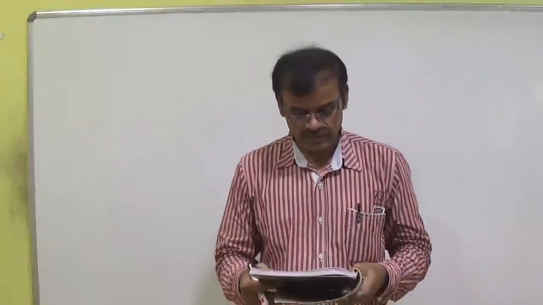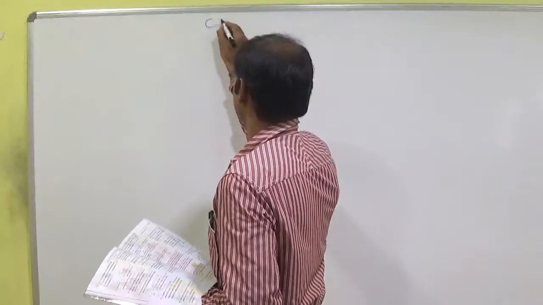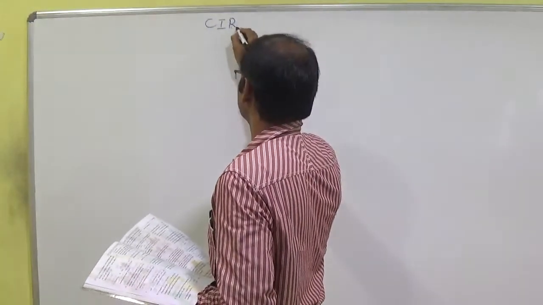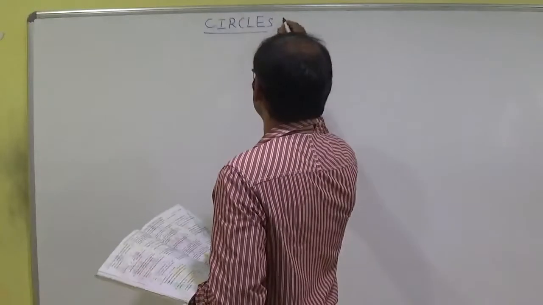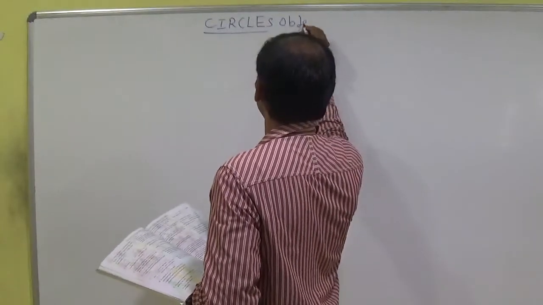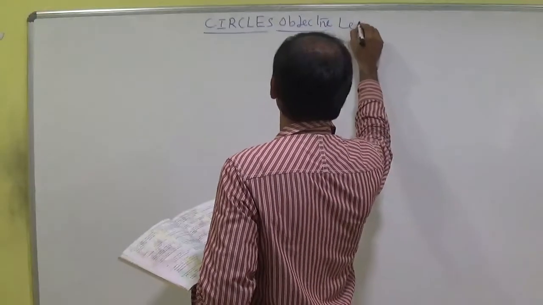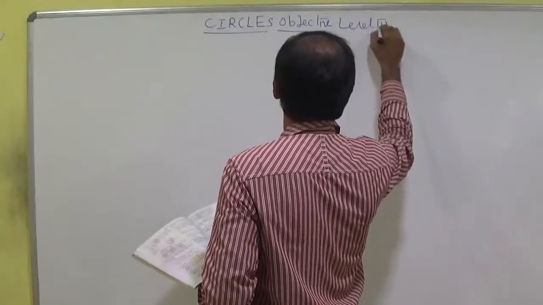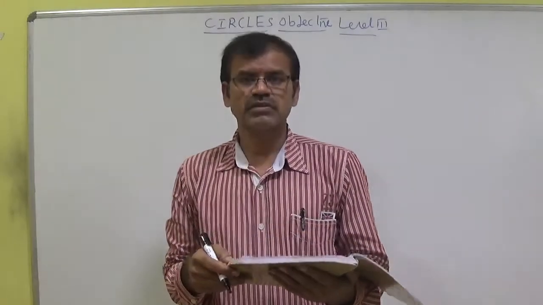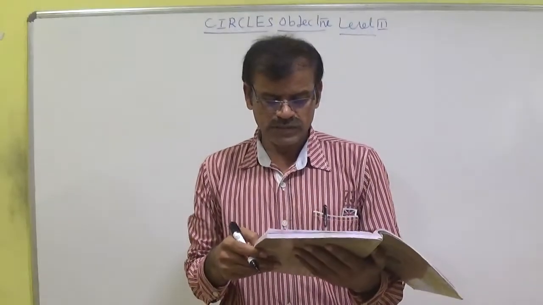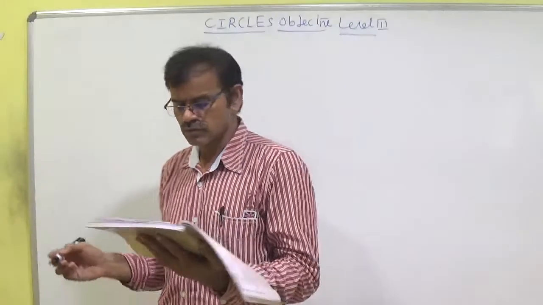Dear students, now we are handling the topic circles objective level 3. In previous class, we have discussed 36 sums. Now let us discuss the 37th question.